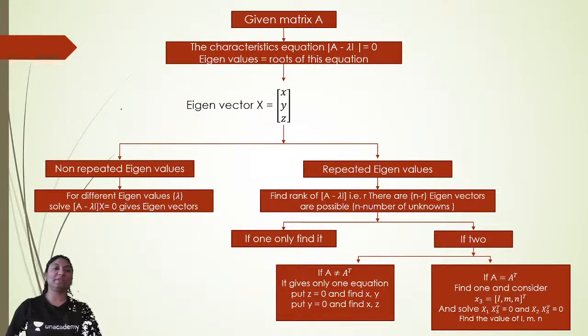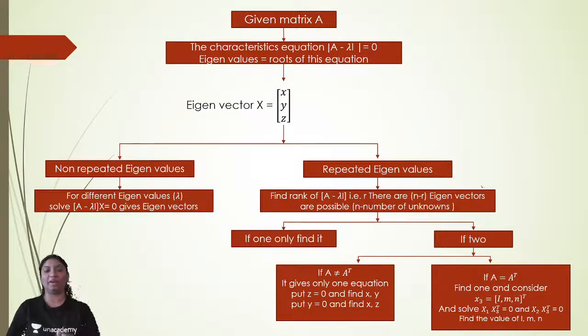Now there are two types of eigenvectors: those for non-repeated eigenvalues and those for repeated eigenvalues. For non-repeated eigenvalues, for different eigenvalues lambda, we solve A minus lambda I into x equal to 0, which gives the eigenvectors. For the rank of matrix A minus lambda I equal to r, there are n minus r eigenvectors possible, where n is the number of unknowns.